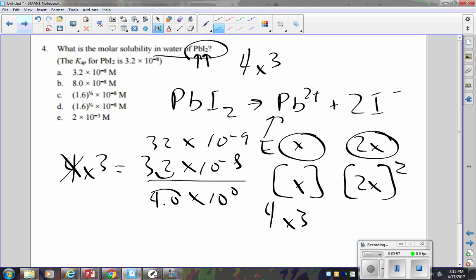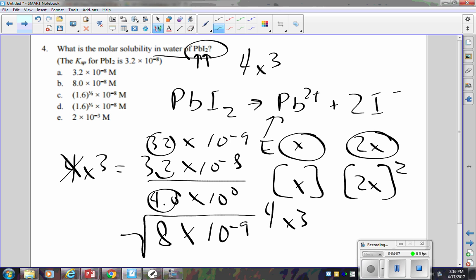So 32 divided by 4 is going to be 8. So I'm going to get 8 times 10 to the negative 9th. Now, when I go to take the cube root of this, the cube root of 8 I know is going to be 2, right? So I take the cube root of it, it's going to be 2. What I'm going to end up doing is I'm going to basically have this. I'm going to take the cube root of 10 to the negative 9th, which is going to be 10 to the negative 3rd. So when you cube root that, it's simple.